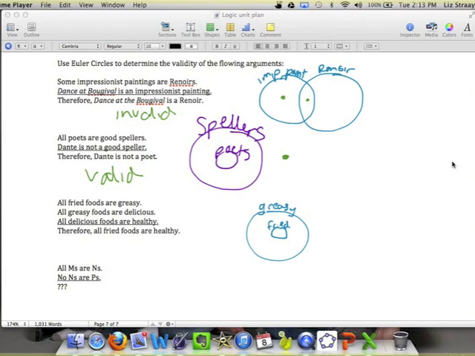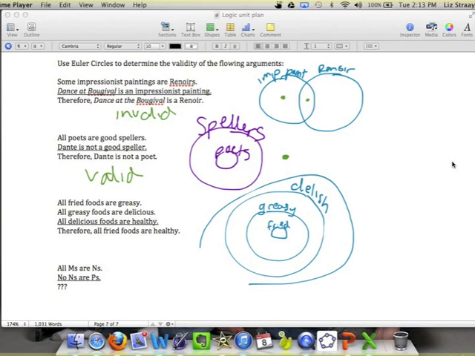How do I bring that into this? Make a new circle around everything. All the greasy foods need to fit inside delicious. That means that all fried foods are delicious. All delicious foods are healthy. So that has to be another circle. Healthy? That's not true.